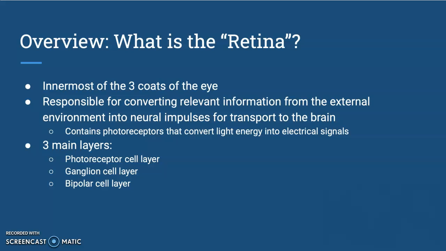There are three basic layers of the retina. The first is the photoreceptor layer, which we'll break down a little bit later, then the bipolar layer, and then the ganglion layer.